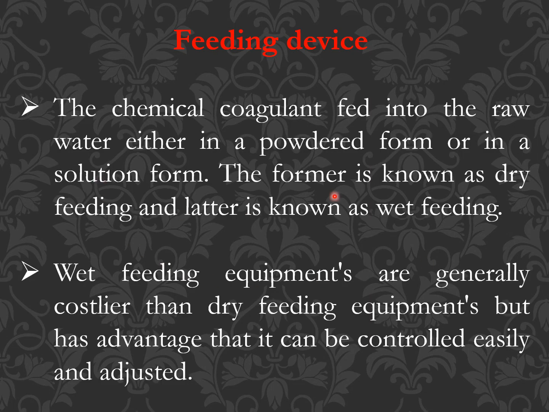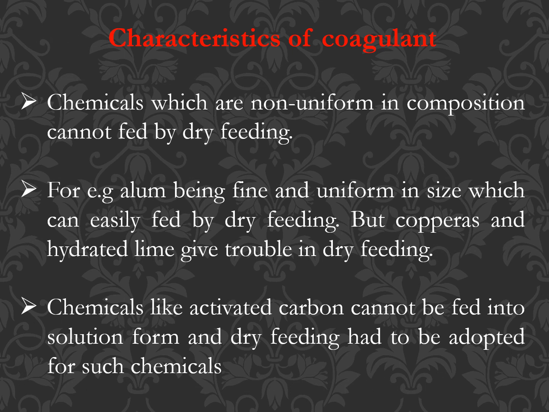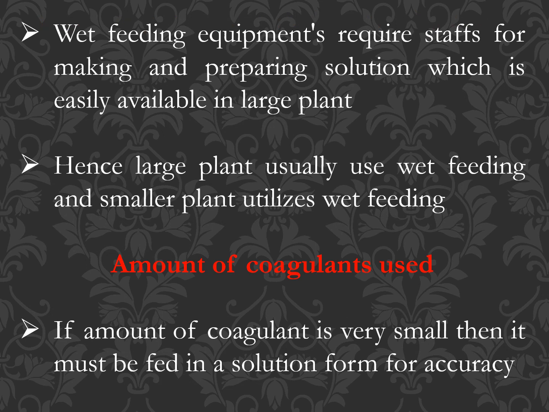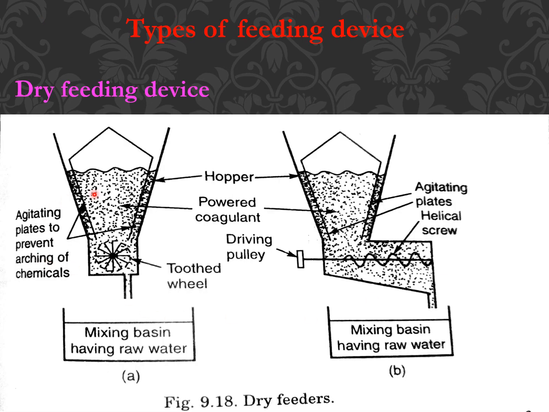This feeding device we already explained. Based upon the characteristics and the cost of the coagulant, whether it is a dry form or a wet form will be decided. So this is a feeding device. Here again a blade arrangement will be here. This is for a mixing basin, so agitating plates are here. These agitating plates are used to mix the solution well.